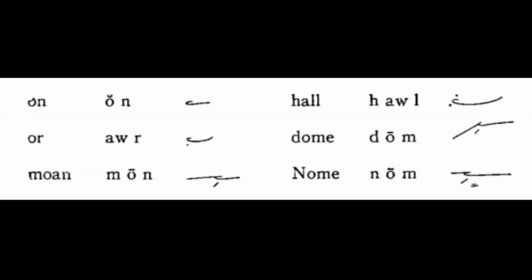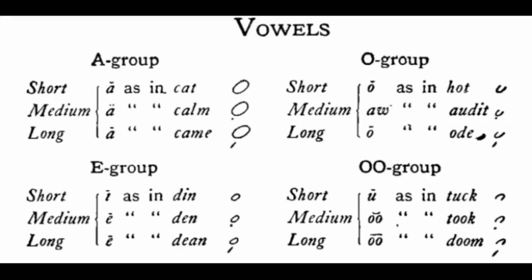Now let's review some words in which the O is placed on its side before N, M, R, and L. On, O-N, on. Or, A-R, or. Moan, M-O-N, moan. Haul, H-A-L, haul. Dome, D-O-M, dome. Gnome, N-O-M, gnome. Now let's take a look at the hook vowels in the shorthand alphabet.